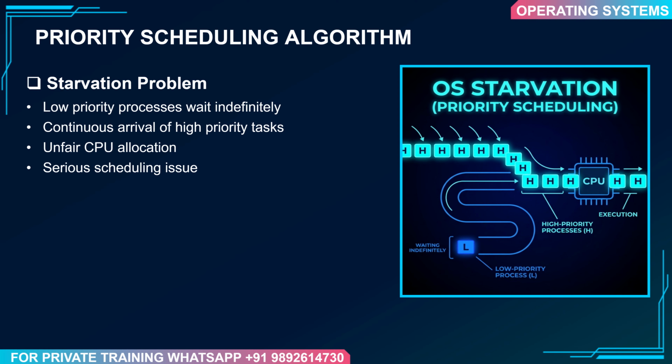Another important issue that arises in priority scheduling is starvation. This happens when low priority processes keep waiting indefinitely because higher priority processes keep arriving. Imagine a system where high priority tasks are continuously added. A low priority process may never get a chance to execute. This is a serious problem because every process should eventually get CPU time.